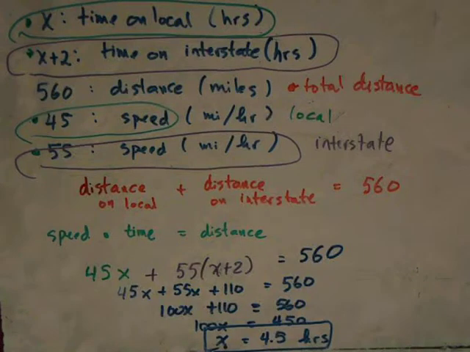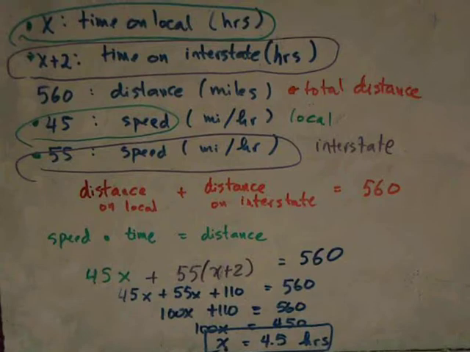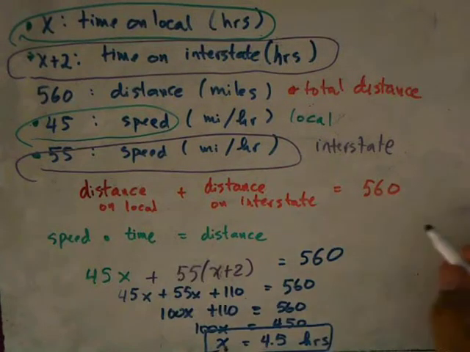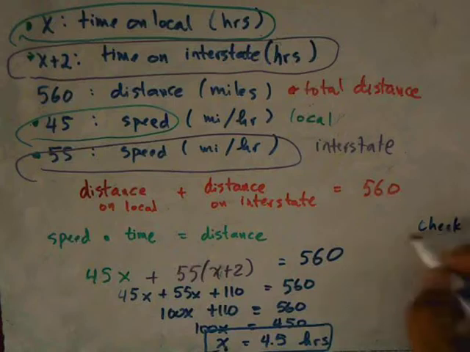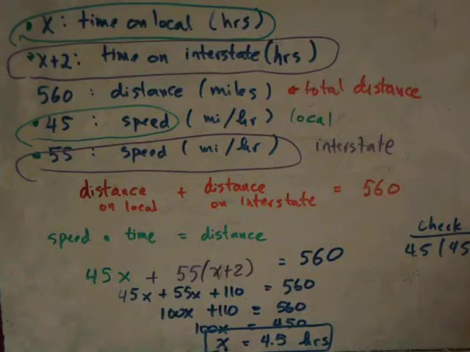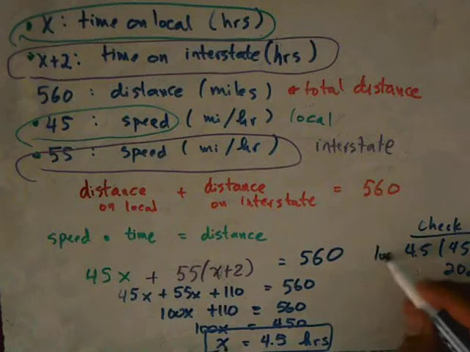I'm not really done yet. I should go back and look at this and just see if this makes sense. So 4.5 hours times 45 miles per hour. I'm just going to check here. Okay, so 4.5 hours times 45 miles per hour should give me 202.5, and that's how many miles it must have gone. This is just the local.